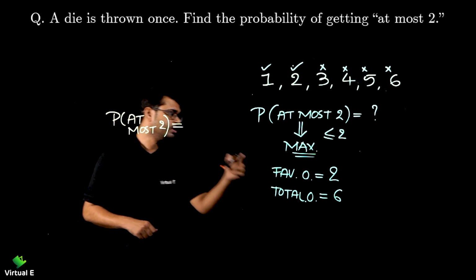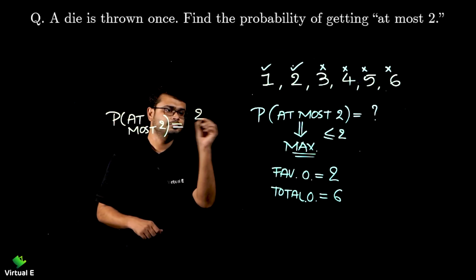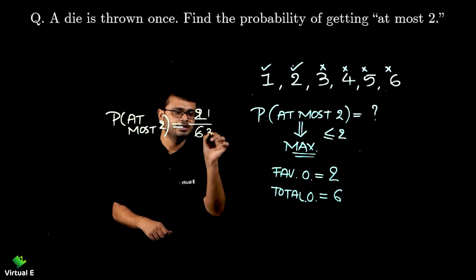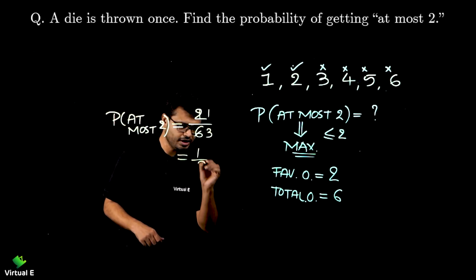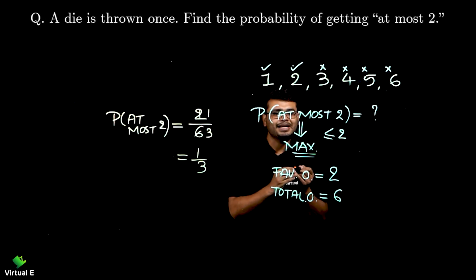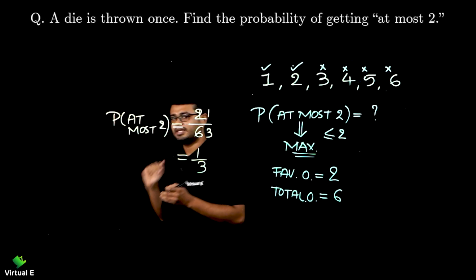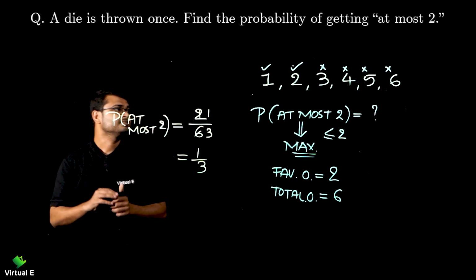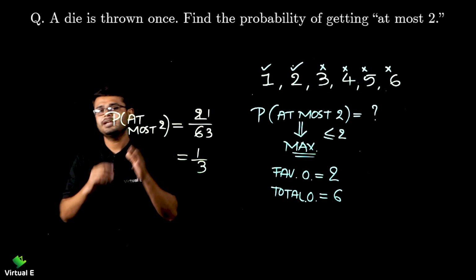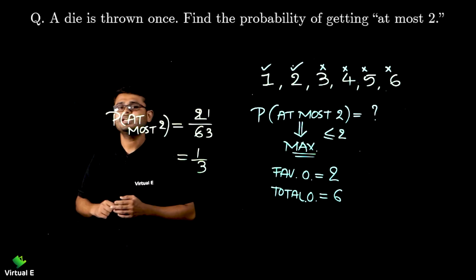What is the favorable outcome? 2, and total number of outcomes 6. That's 1 twos are 2 and 3 twos are 6. So 1 by 3 is the probability of getting at most 2, maximum 2. We cannot go more than that. Less than that is accepted. So that is the meaning of the term at most and how we relate it with the die. Let's move on to the next question.